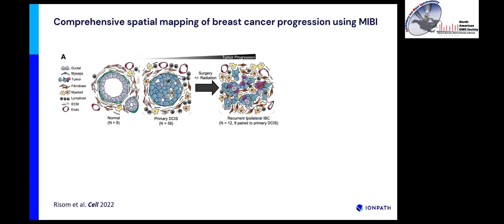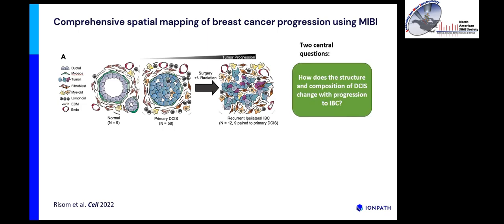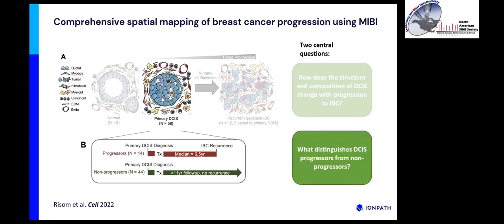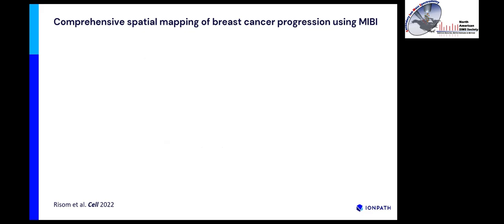We see that there's different morphologies and structures of all of the different types of cells within those different types of samples. And so there's two central questions. How does the structure and composition of DCIS change with progression? And what distinguishes DCIS progressors from non-progressors?